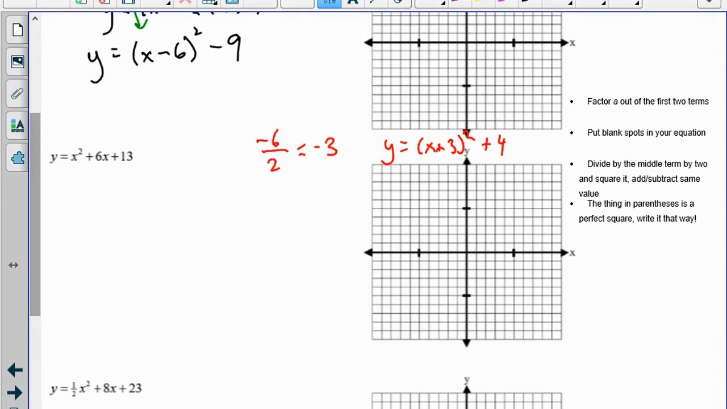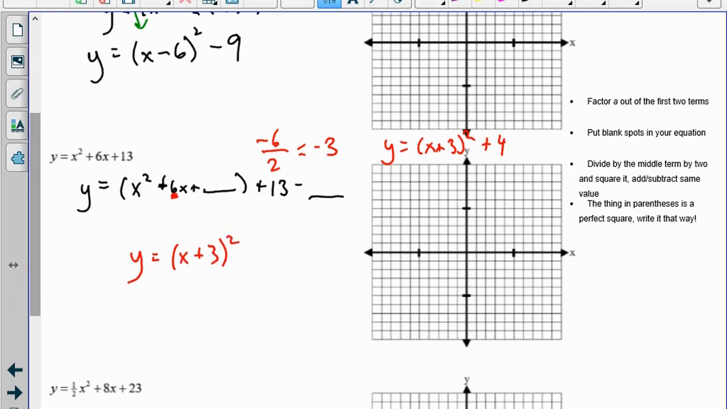So there's no a again. So y equals x squared plus 6x plus blank, plus 13 minus blank. Now we just have to fill in the blanks. 6 divided by 2 is 3. So we get y equals x plus 3 squared. That 3 then gets squared. 3 squared is 9. I added 9, so now I have to subtract 9. And 13 minus 9 is 4. So we ended up getting exactly what we were supposed to get.